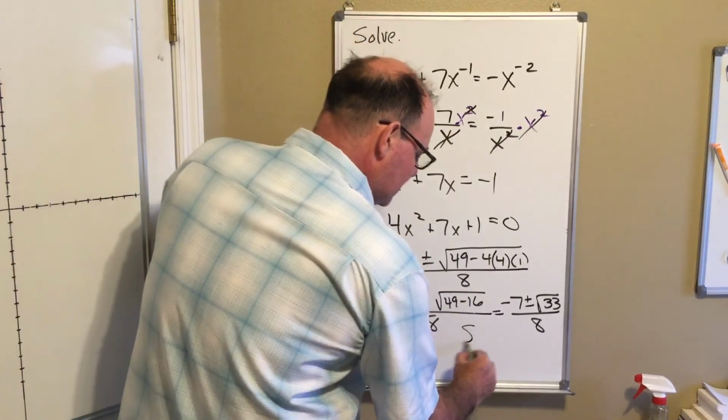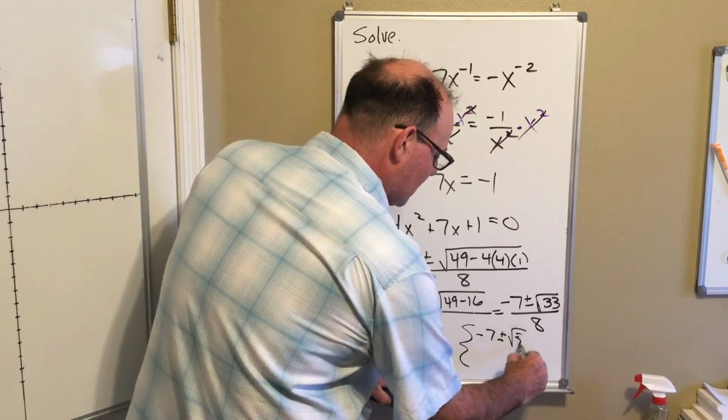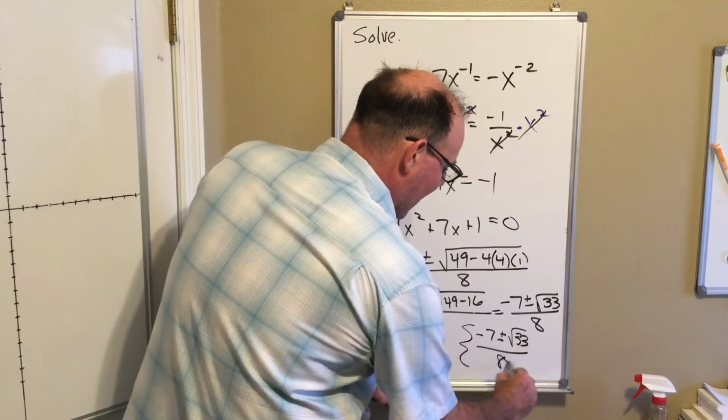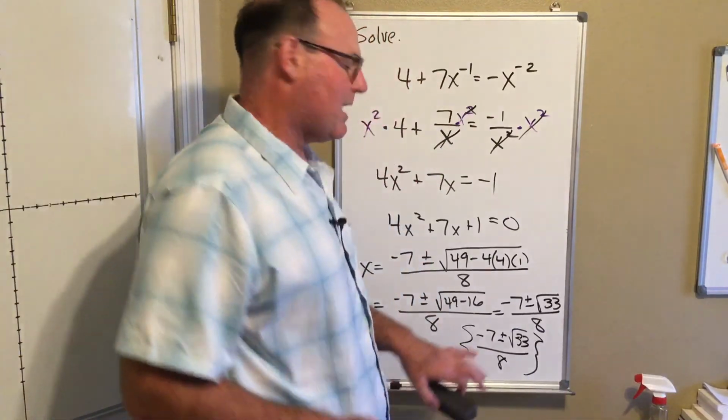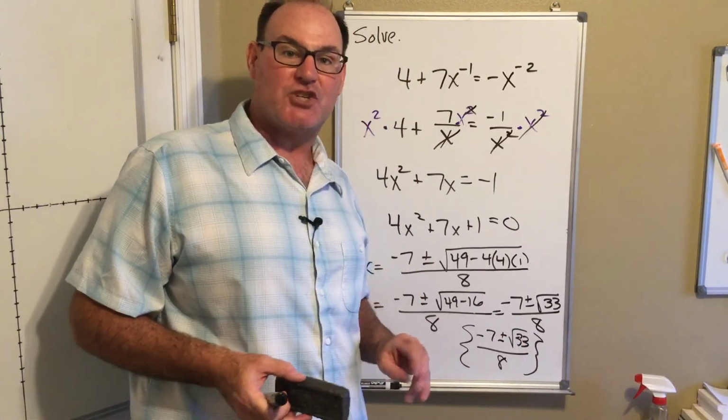And so your solution set is this. I have -7 plus or minus the square root of 33 over 8. And you can separate those if you want. But since it's not a complex number, I'm going to leave it just as one fraction. There you go.